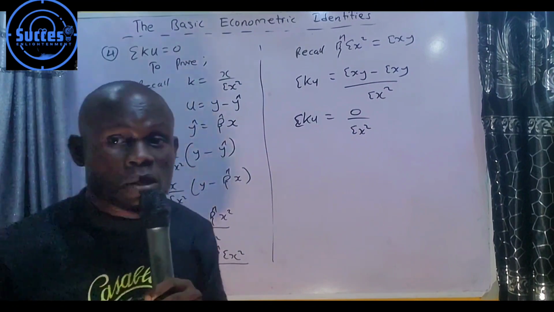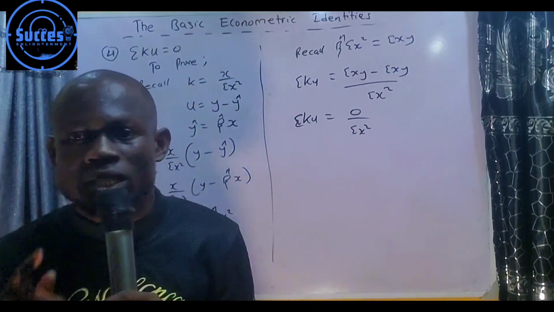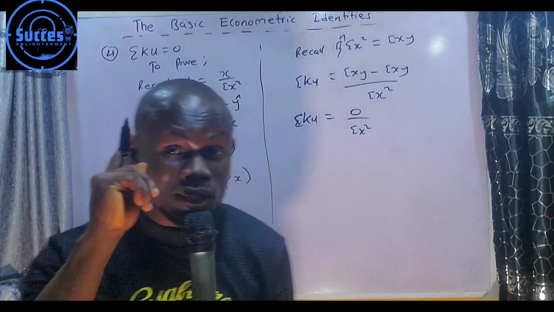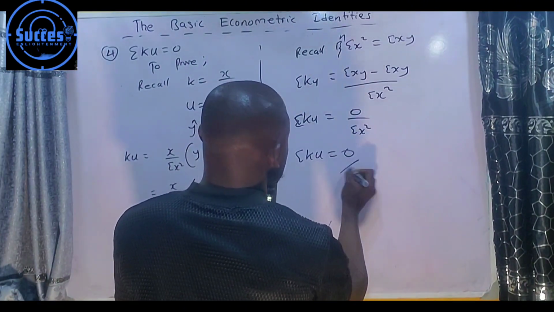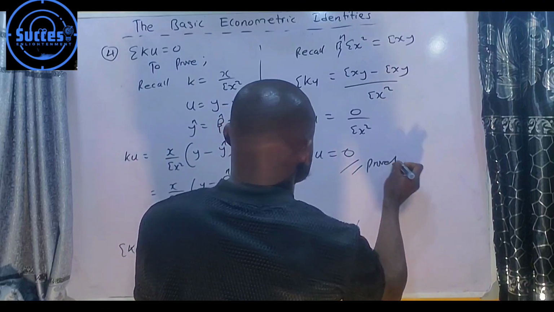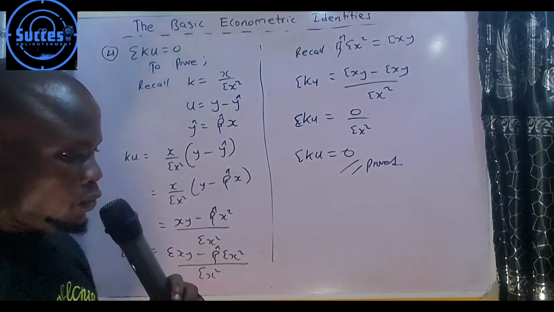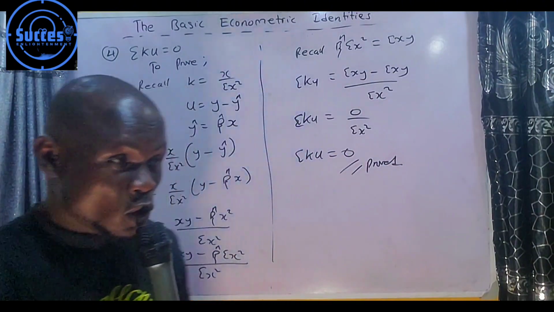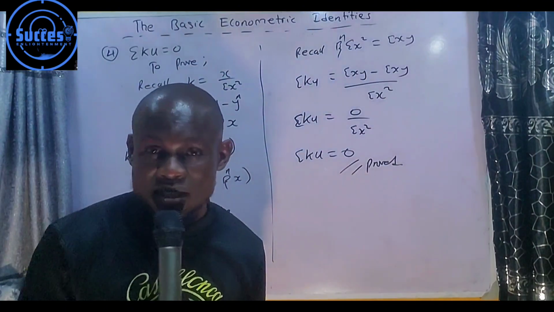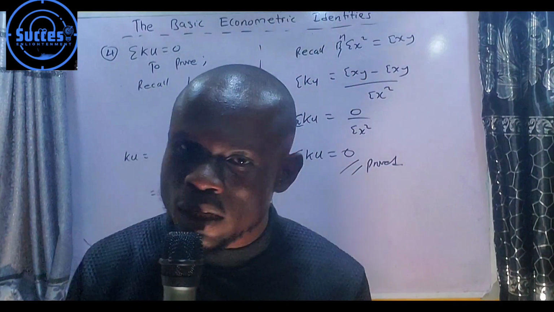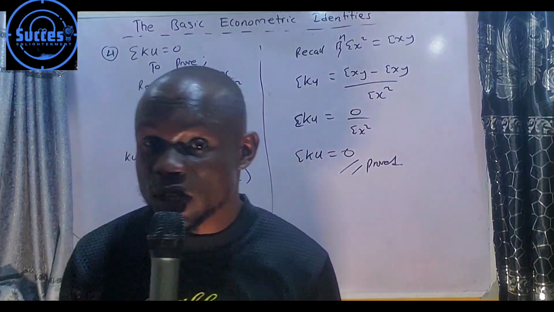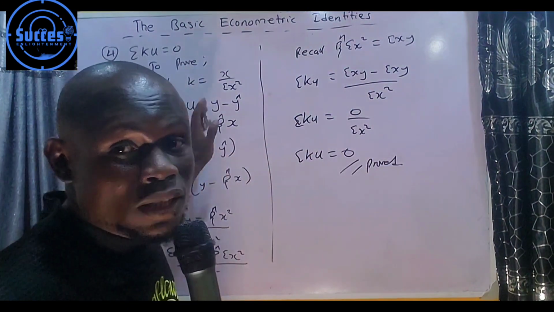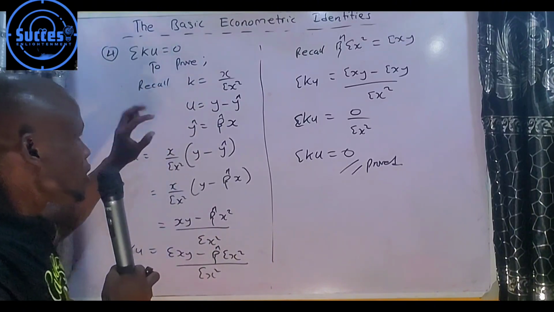Anything divided by 0 mathematically is undefined, but 0 divided by anything equals 0. So therefore, summation ku equals 0, proved. This is what you were asked to prove. It's as simple as that. All you need are those basic established facts. You must know them, and you can't afford to forget them, because if you forget them, you have a problem. You need them in proving all this.